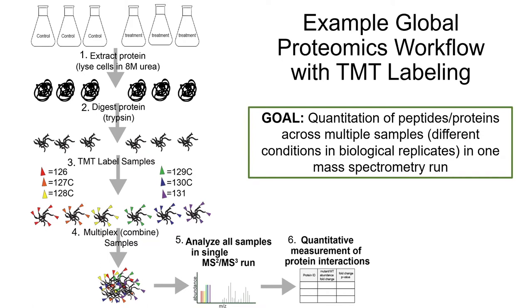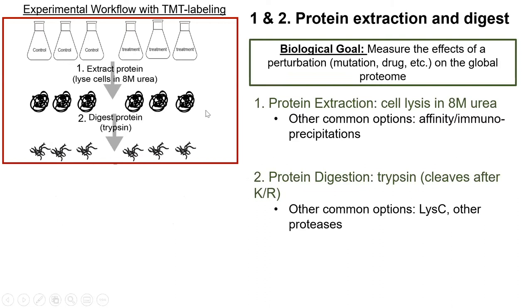Okay. So to focus on steps 1 and 2 that I've labeled as extracting protein and digesting. So here we have, just for cartoon reference, three control biological replicates, and here labeled as treatment. These could be drug treatment. These could be mutant cell lines, or say you've CRISPRed a cell line and you want to know what this difference is doing to a whole proteome. Whatever settings would be relevant to your experiments, just sub those in here.